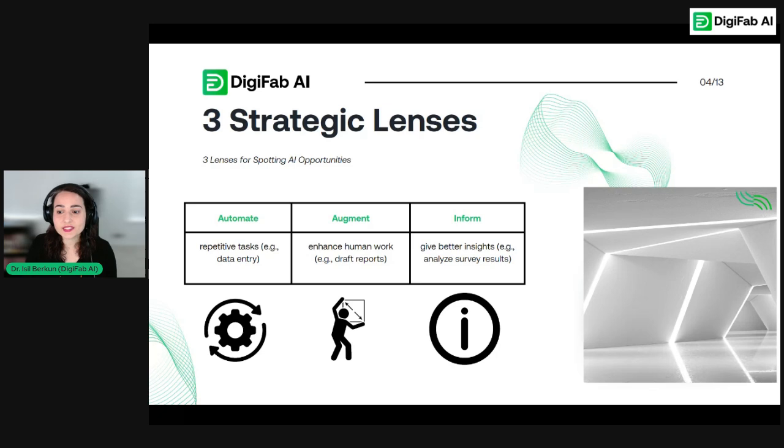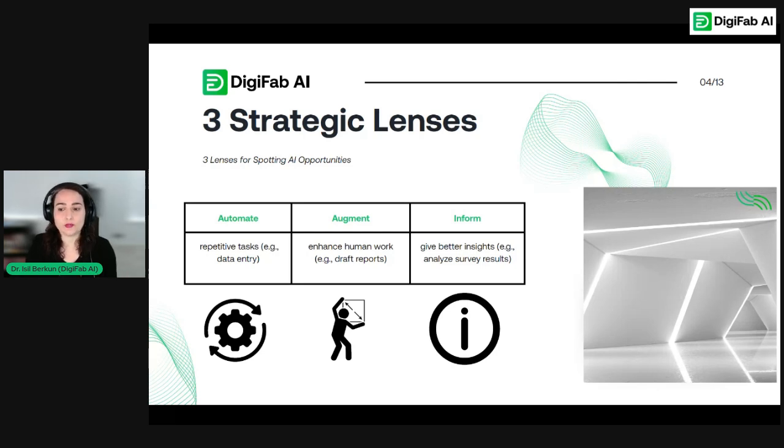And the next one is inform. Can we derive insights from massive and usually, 99% dirty data that we may not be able to make sense of at that large scale, right?